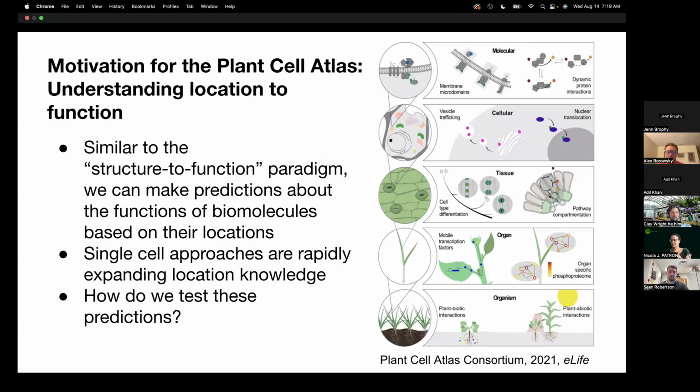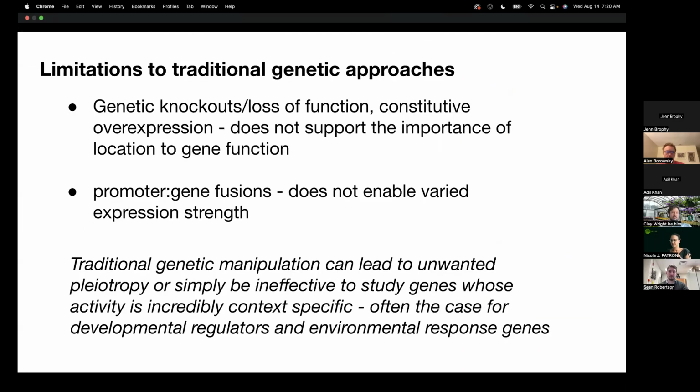And single cell approaches are really rapidly expanding our knowledge of where these biomolecules are in plants from the molecular level all the way up to the organ and organism level, which is discussed in this white paper written by the Plant Cell Atlas group. And so we can make these observations with these single cell technologies, but the real question is then, how do we test these predictions about function that we come up with based on location?